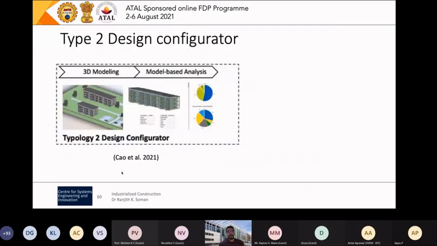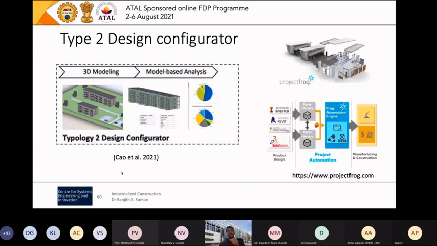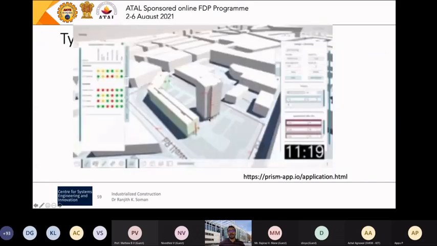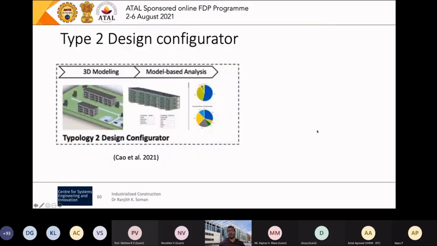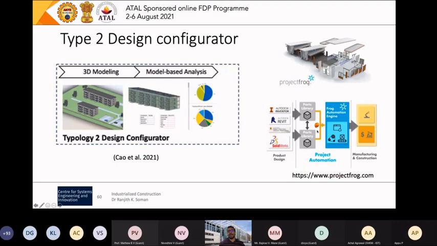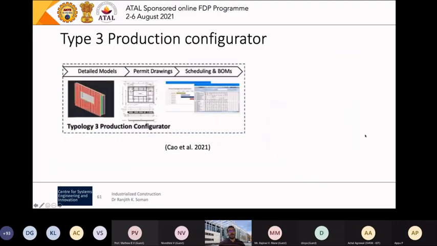The second one is called a design configurator, which looks at the specific elements of the design itself. There is a company called Project Frog, which has a parts library and an automation engine. So once you get this bill of materials, you can use such things to configure the project exactly like you want. This is done at the architect or concept planning stage. This would be done just before the construction stage, where you actually manufacture and construct it.